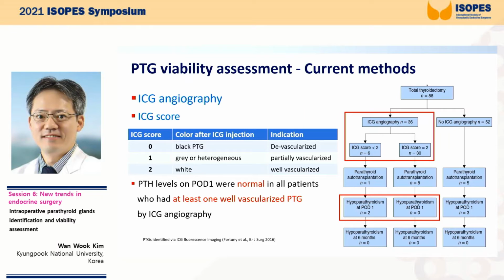In conclusion, PTH levels on POD 1 were normal in all patients who had at least one well-vascularized parathyroid gland demonstrated by ICG angiography, and none required treatment for hypoparathyroidism.